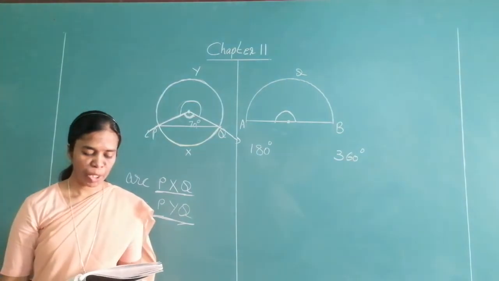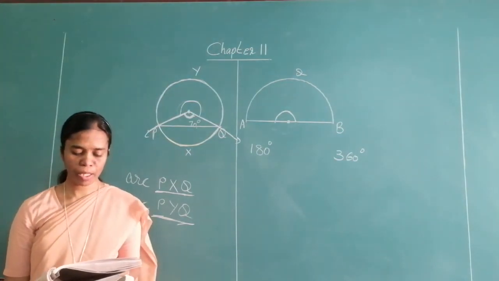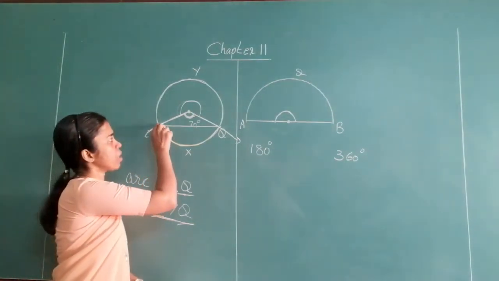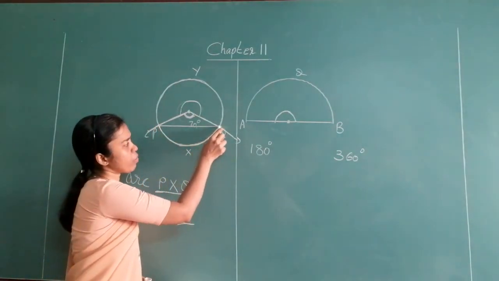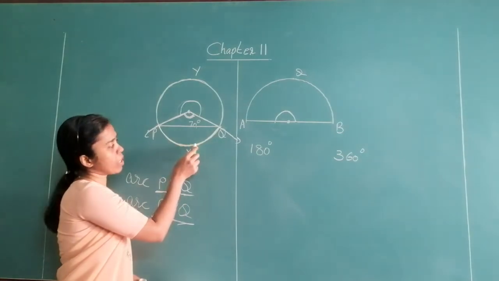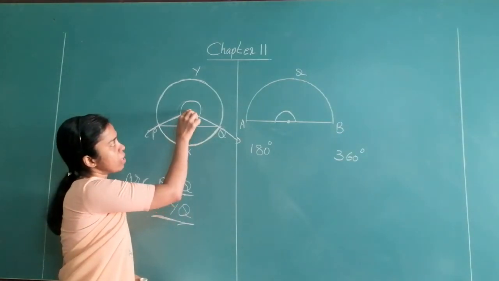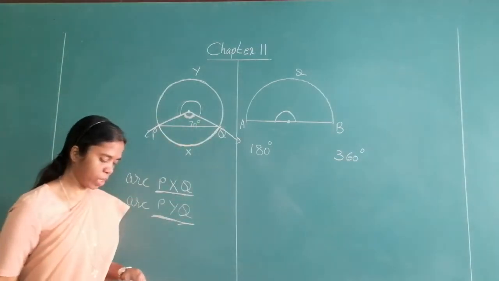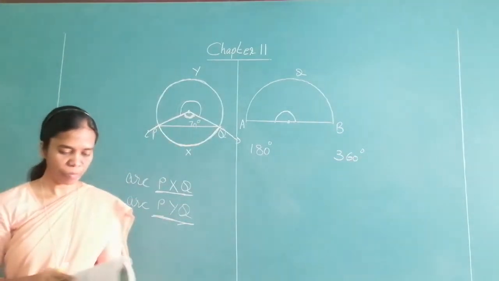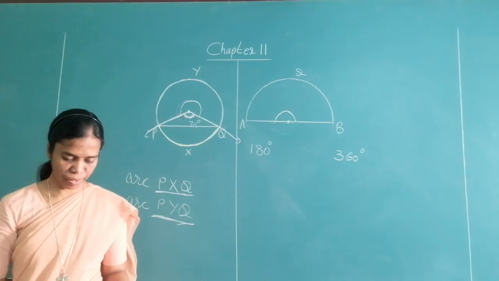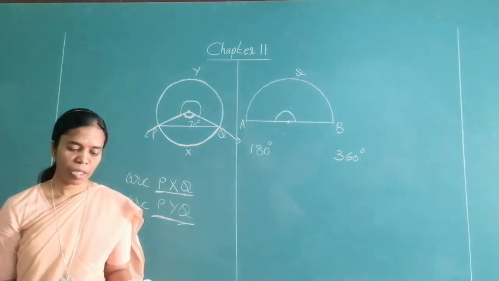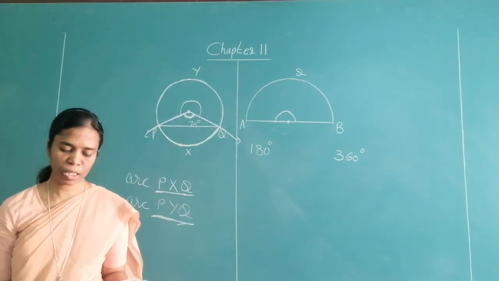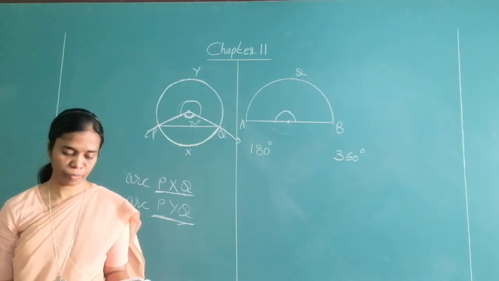Next line. The measure of the angle subtended at the center by the arc is taken as the measure of the arc. This is the arc. What is the measure of this arc? The measure of this arc is the angle subtended at the center by this arc. Okay, so please underline those two statements. Page number 79. Under the measure of a circle, the last line: the measure of a complete circle is 360 degrees.